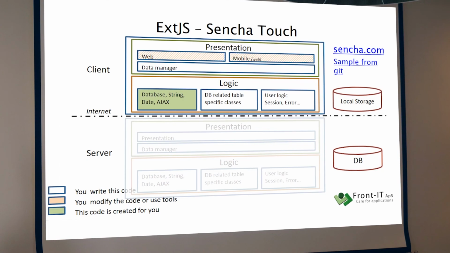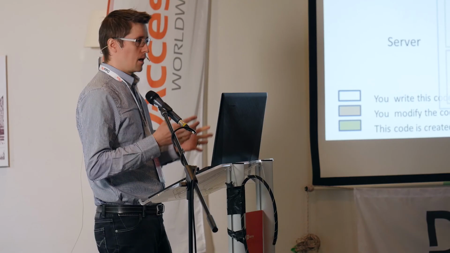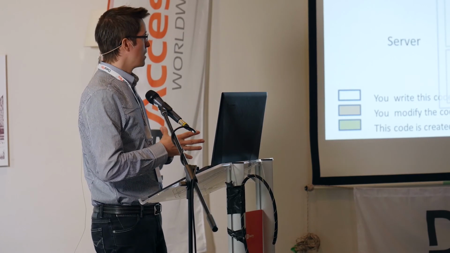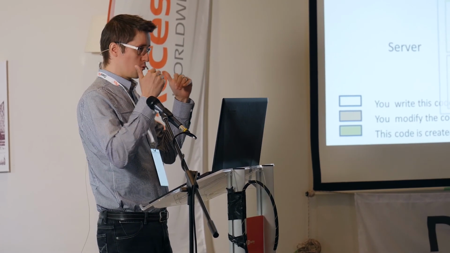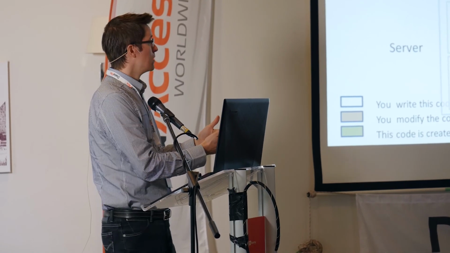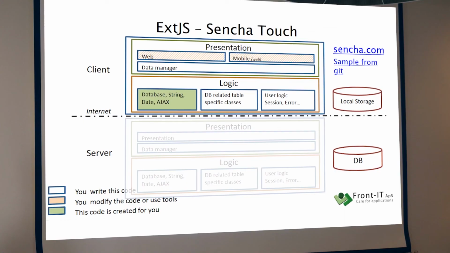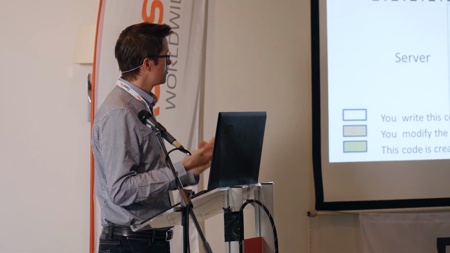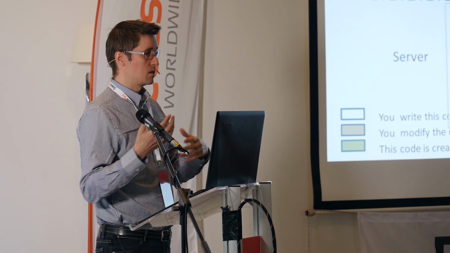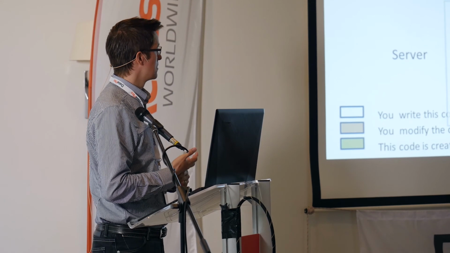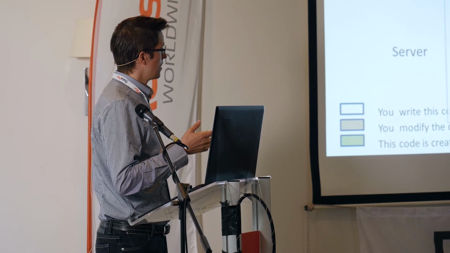ExtJS is a JavaScript framework for building applications, and they actually are focusing on creating a really nice user interface. So you have the JavaScript and you have the dynamic views and everything, which is really cool. And they also have some of the basic features handling data for you. But you're basically on your own writing the data manager and the database related tables, the model.